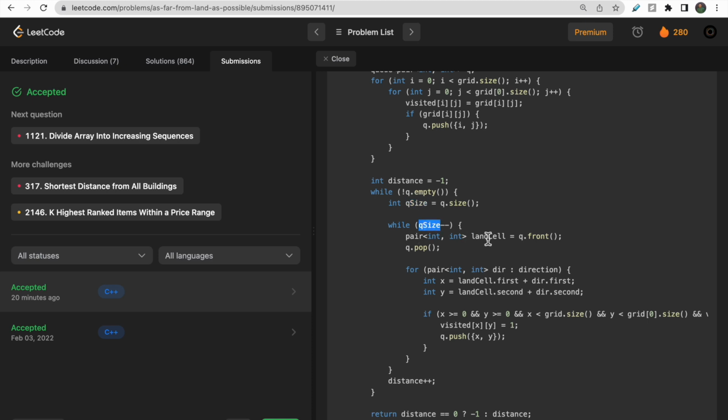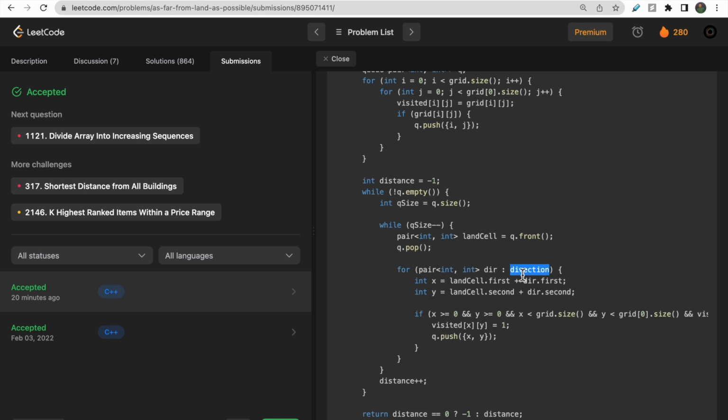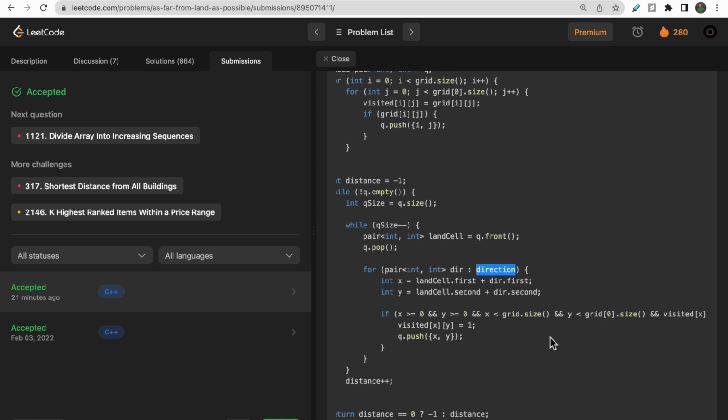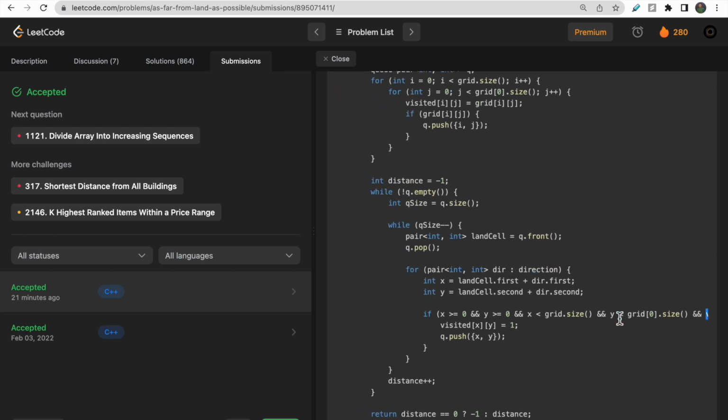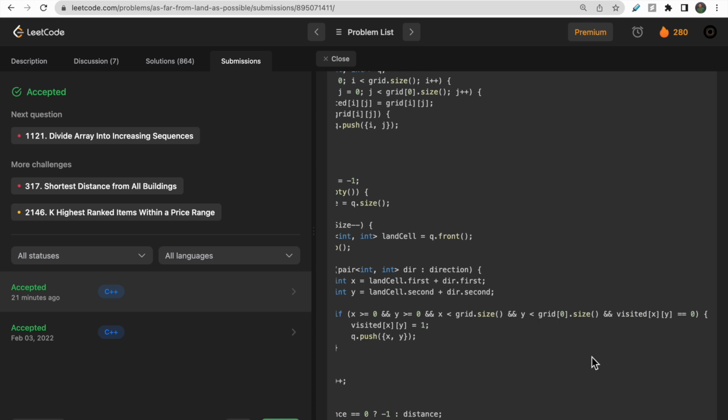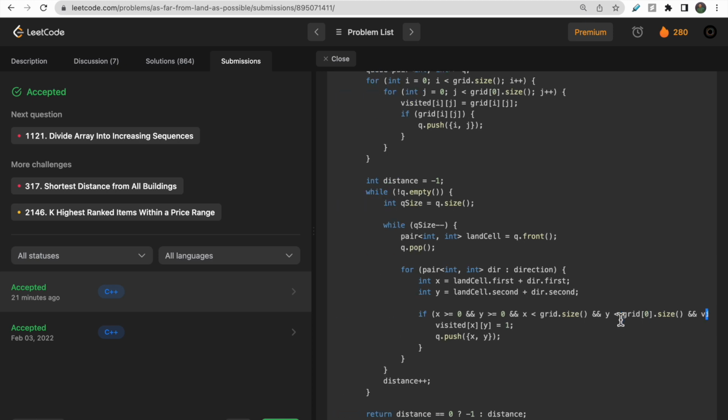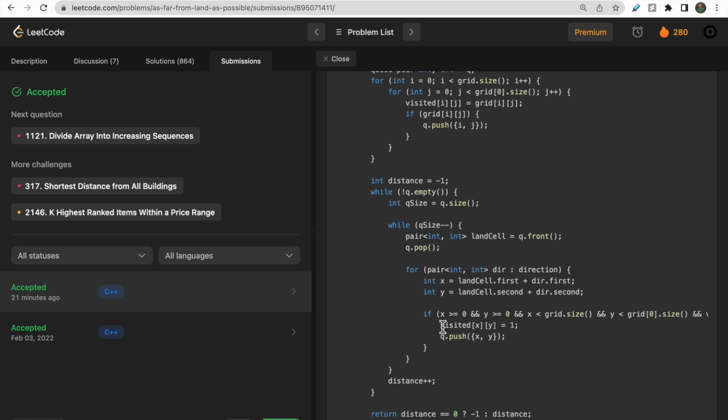Okay, we are traversing all the land cells, and from the land cells we are traversing in all 4 directions, using this direction vector. And if any of the cells is not visited, that means that would be a water cell only, because the land cells are already visited, correct? So in the first dry run all the non-visited cells would be water cells, and afterwards we keep visiting the water cells as well, as you can see here.